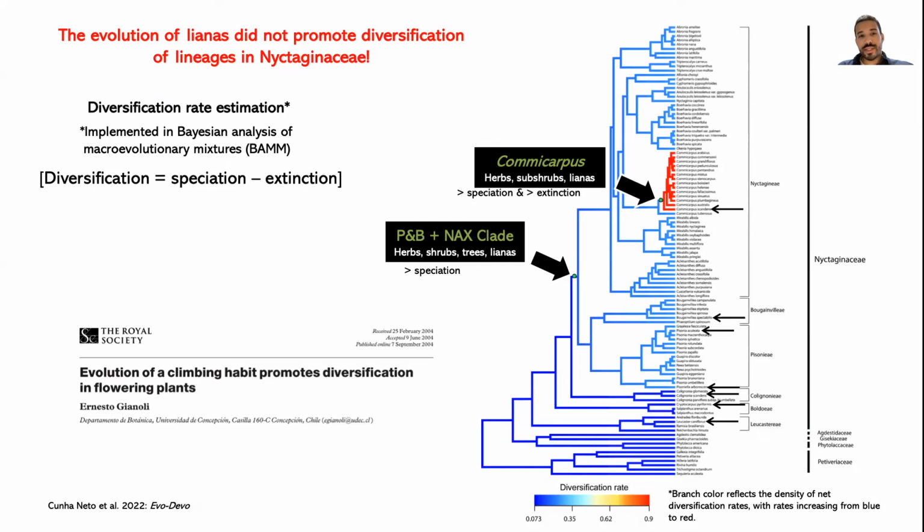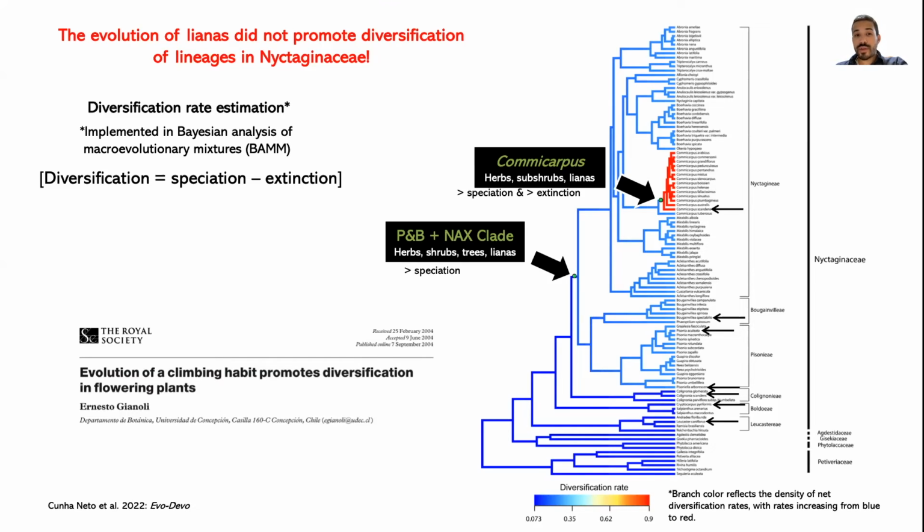The most interesting aspect to observe is that the shifts that we see in diversification rates across the phylogeny of Nyctaginaceae, they do not coincide with the evolution of the climbing habits in the family, which are indicated by the arrows that you see on the right. So this is interesting because it shows for the first time with a specific analysis that being a liana or a climbing plant did not promote diversification of the lineages.